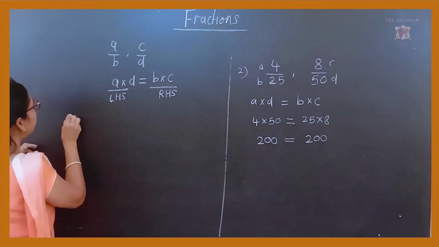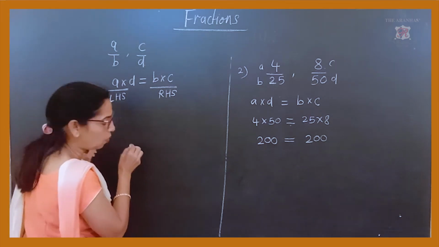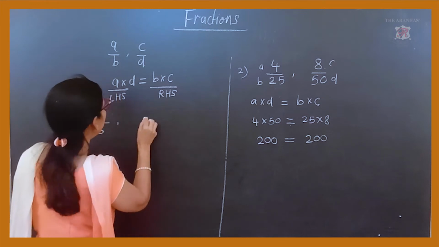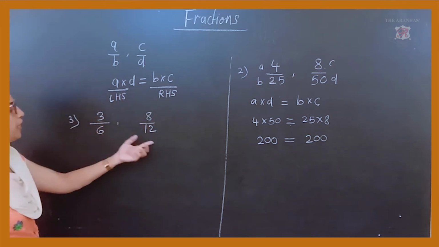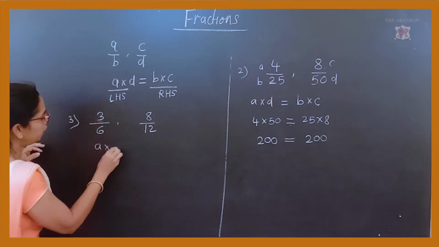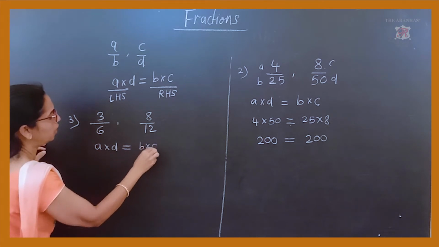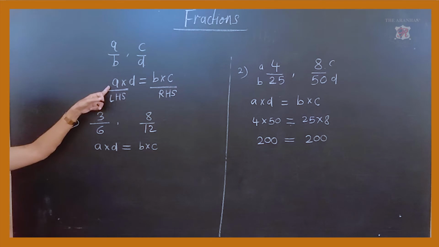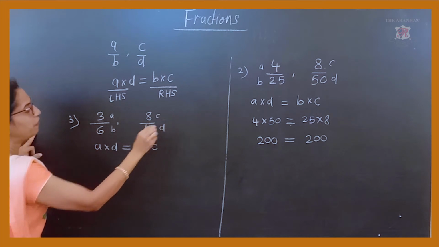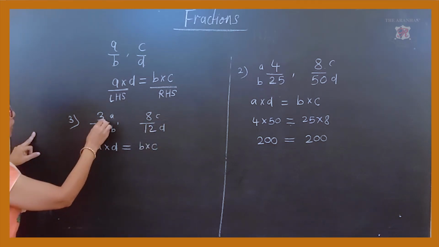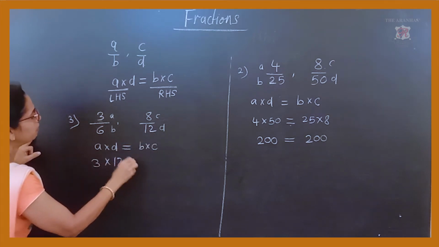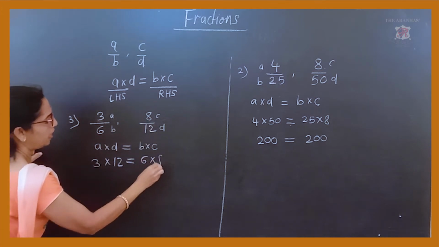Now suppose you have another example: 3 upon 6 and the other is 8 upon 12. Any two fractions are given to you. Again a into d is equal to b into c. According to this cross multiplication method, we are going to see whether it is equivalent or not. So here a into d means 3 into 12 is equal to 6 into 8.